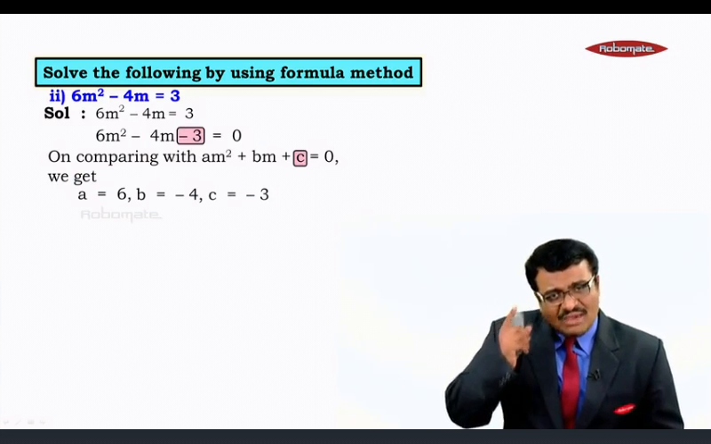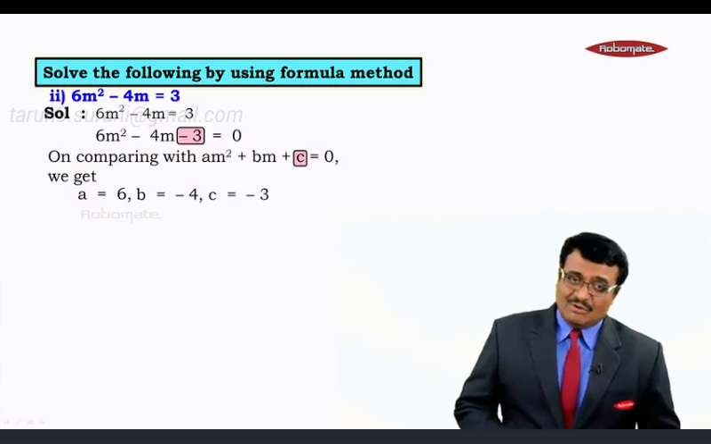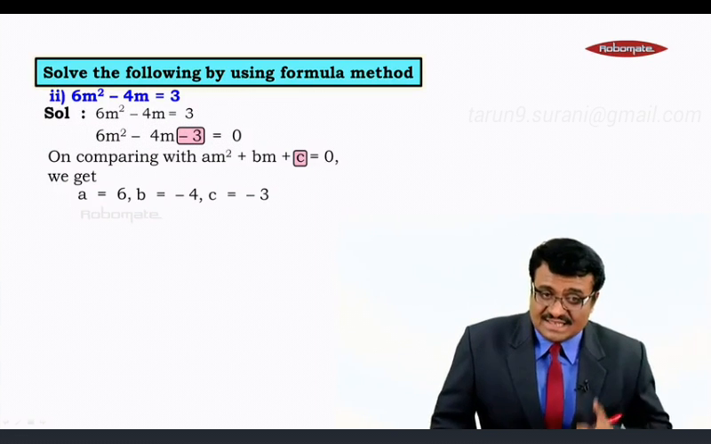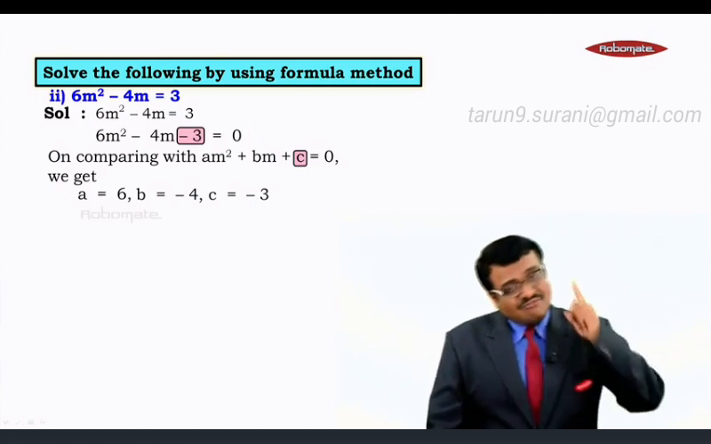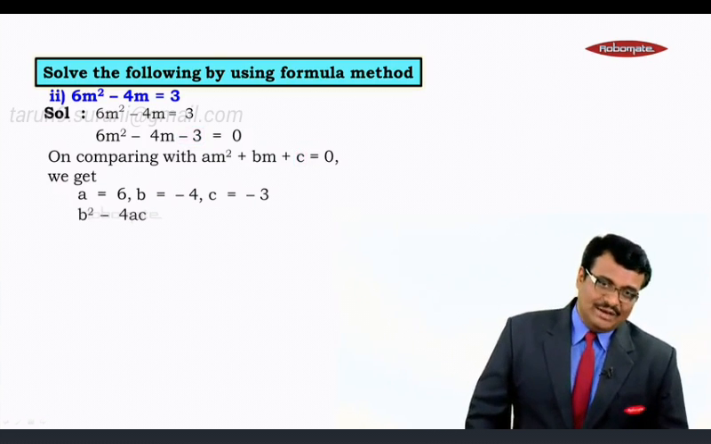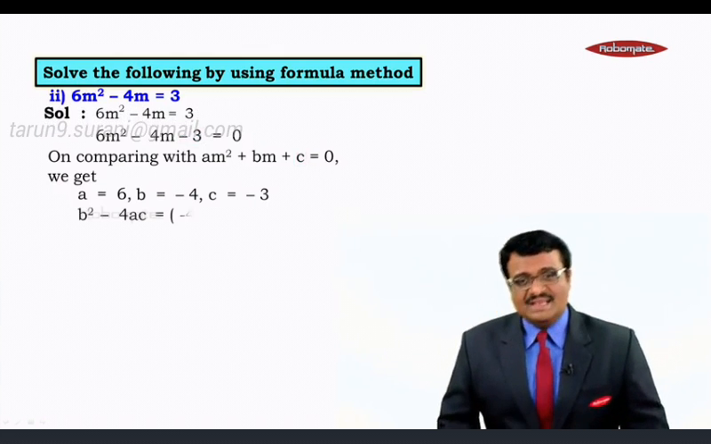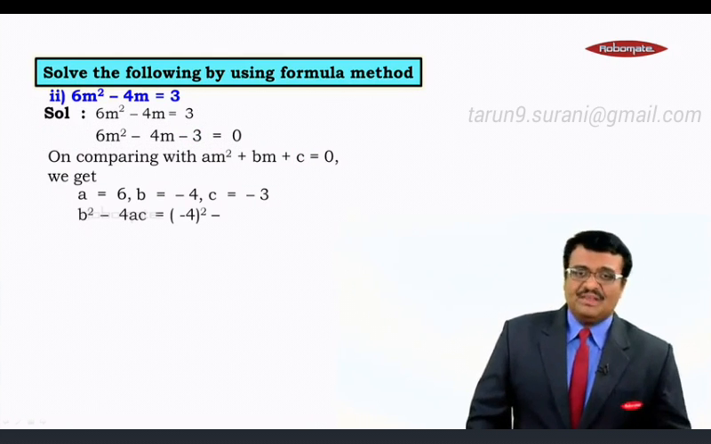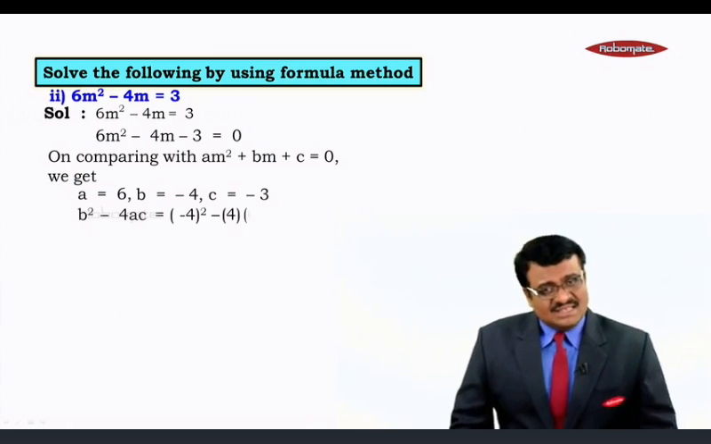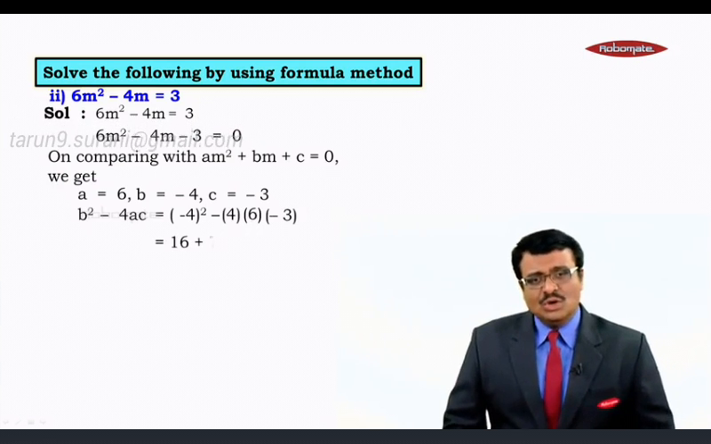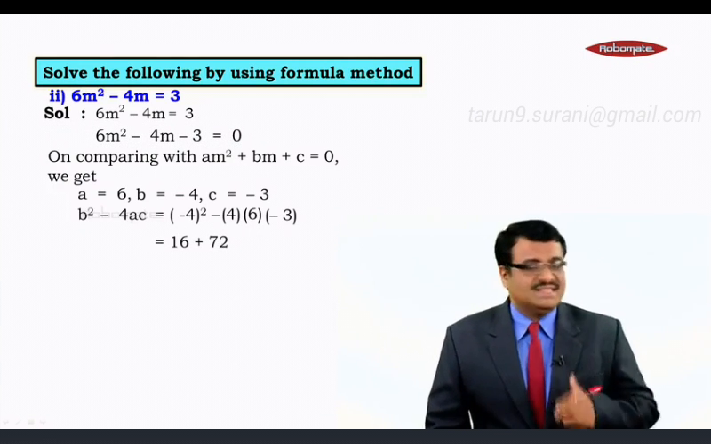Once you get the values of a, b and c, if you remember the formula, there was something inside the square root. What was there inside the square root? Yes, it is b square minus 4ac. Find the value of that. So let us find the value of b square minus 4ac. b square means it is minus 4 square, minus 4 into a, which is 6, into c, which is minus 3.